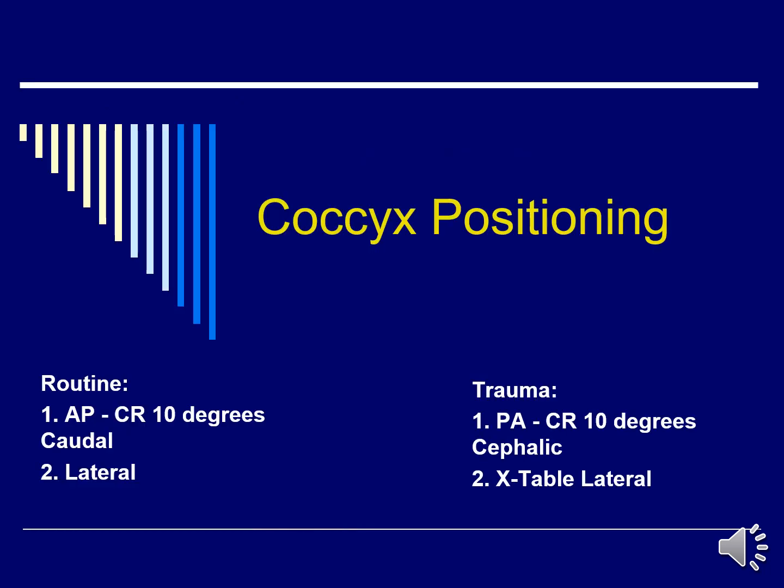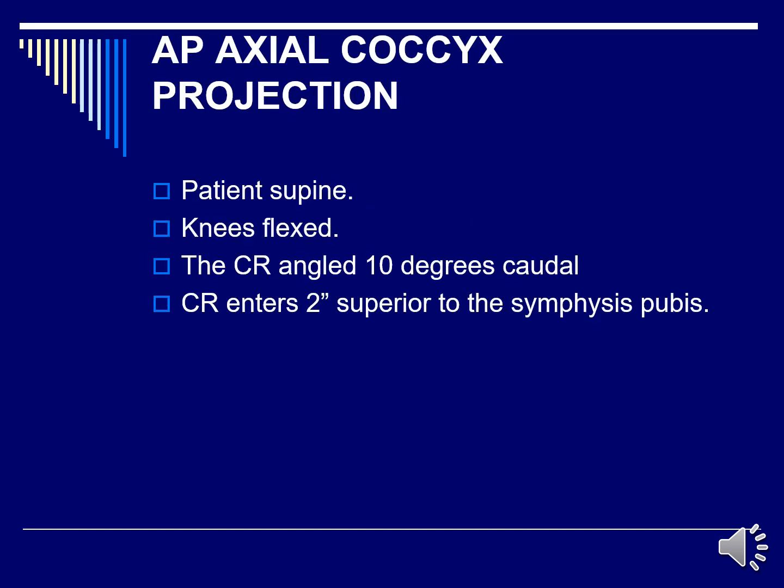The coccyx position is going to be the AP and the lateral, and then trauma will be a PA with a 10-degree cephalic angle and a cross-table lateral. So just like for the AP sacrum, the patient is going to be supine. You can flex the knees for both of these, but we're going to change the angle to 10 degrees caudal. The center ray is still going to enter 2 inches superior to the symphysis pubis and mid-sagittal plane.